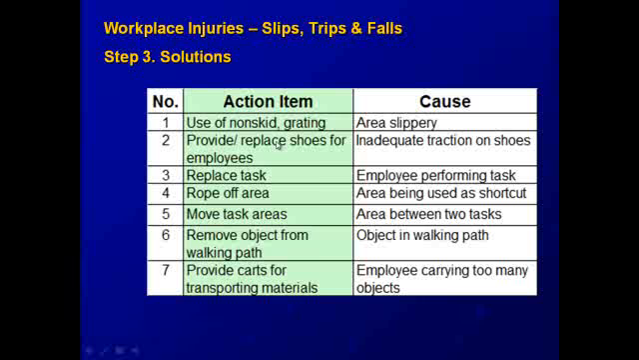provided or replaced shoes for employees to ensure that they have adequate traction, replaced tasks when employees are becoming injured performing tasks, roped off areas to prevent areas from being used as shortcuts, moved task areas to prevent access to an area that was found between two tasks, removed objects from walking paths to prevent tripping, and provided carts for transporting materials. And this both allows employees to be able to see better and frees their hands to use the safety devices such as handrails.